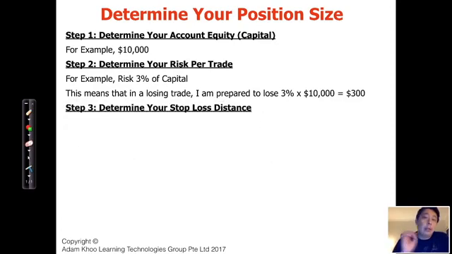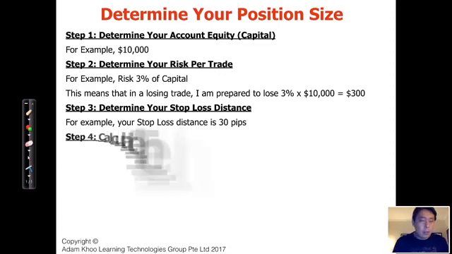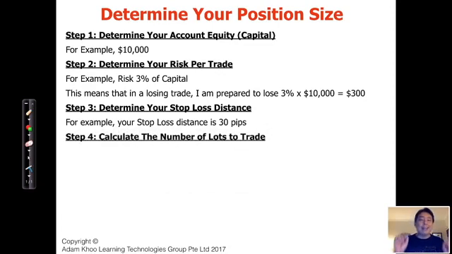Step 3, determine your stop loss distance. So again, like I mentioned, this depends on the strategy and the specific candlestick pattern that you see. In lesson 5 and lesson 7, I'll teach you exactly where to place a stop loss for any particular trade. So in this case, let's imagine your stop loss is 30 pips away, okay? With that information, you can calculate the number of lots to trade.